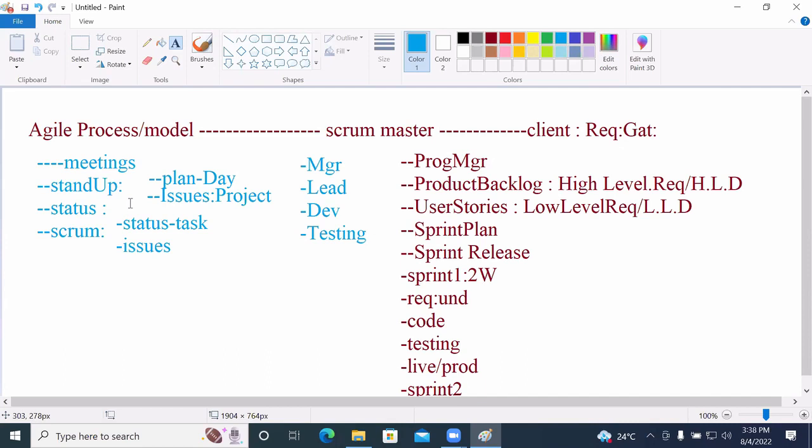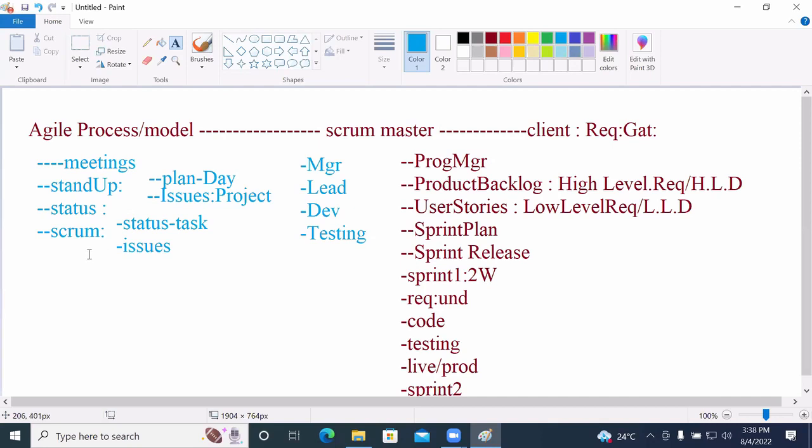Both the meetings need to be conducted on a daily basis. That is what I got: the stand-up meeting and then the status meeting. Okay. What is another one?